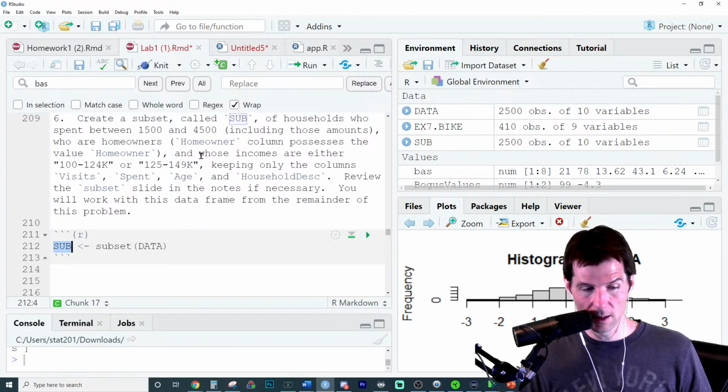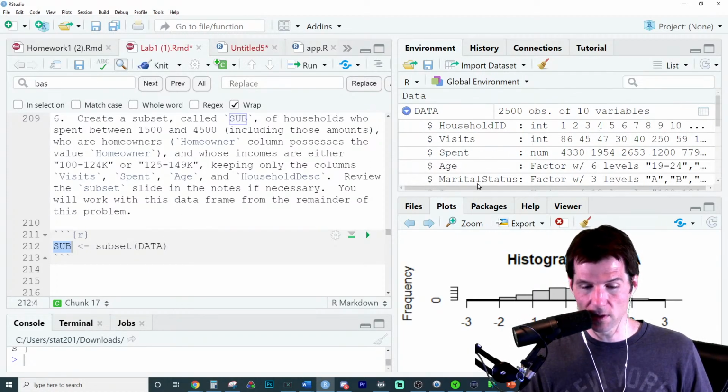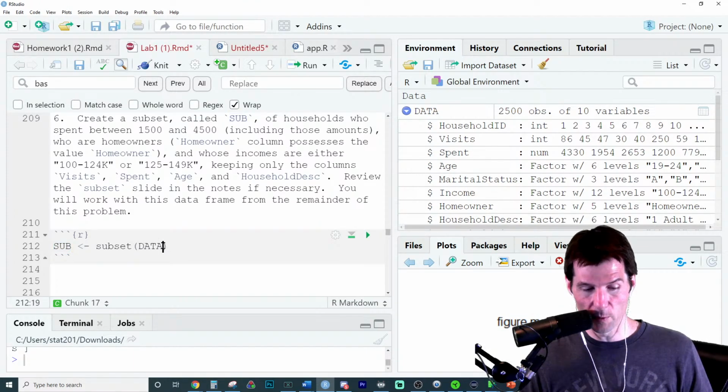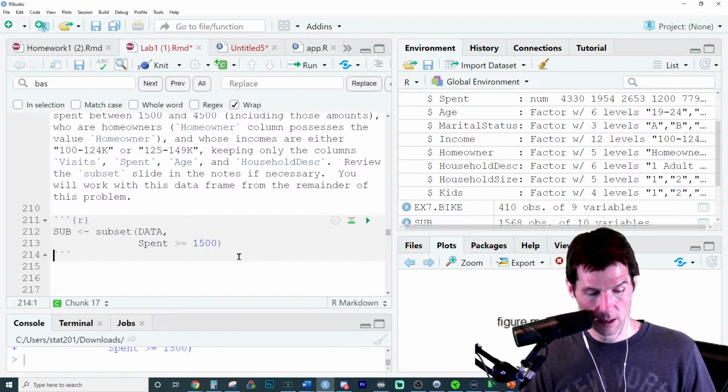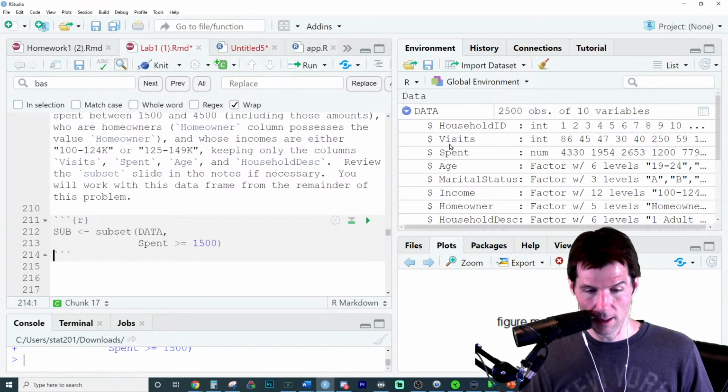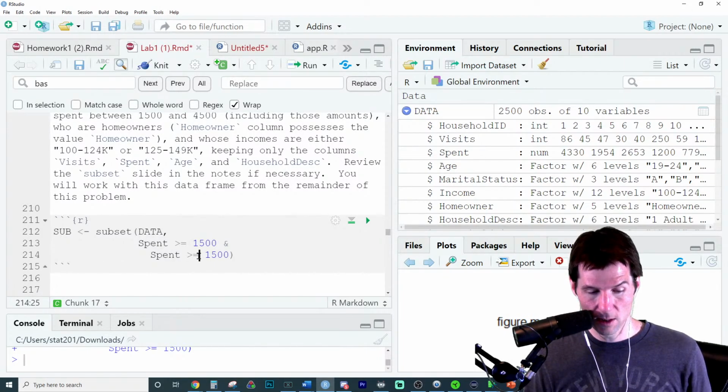So we want that they spent between that and that amount. So this is a condition right here. I'm going to write one condition. I'm going to go to spent, and we're going to go that they spent more than or equal to. So that's the variable spent, but I didn't do the capital. Spent more than or equal to 1,500. And now we've subsetted. Now we also want that they spent less than or equal to 4,500.